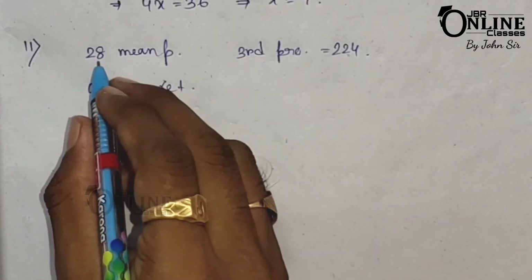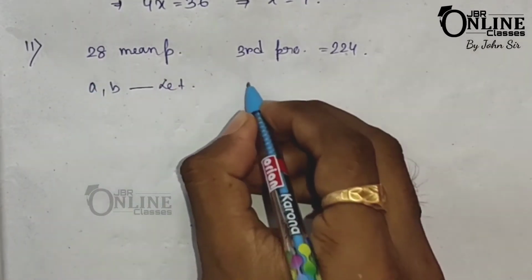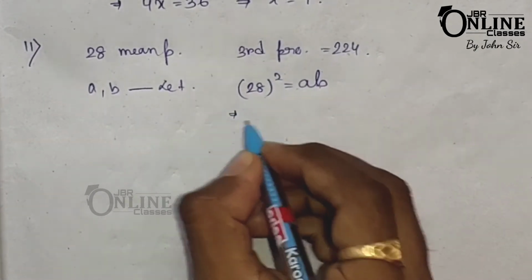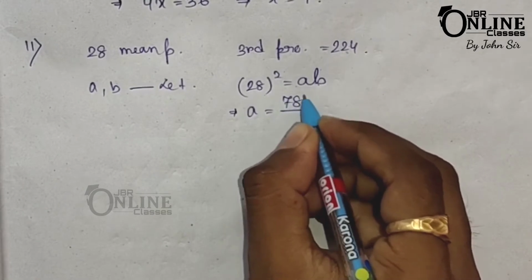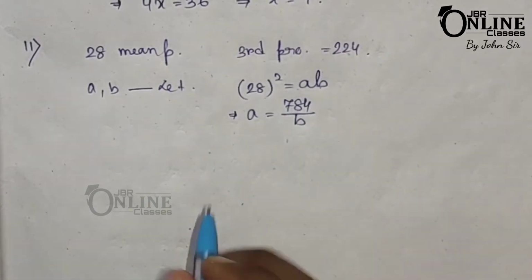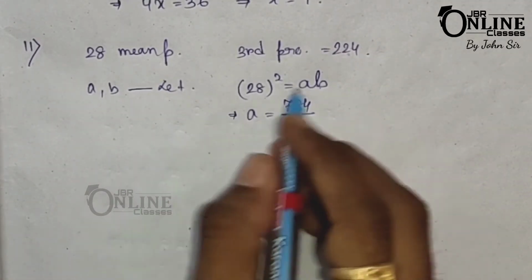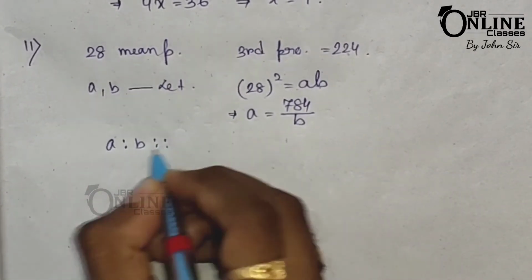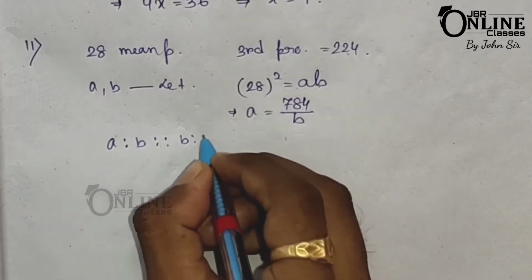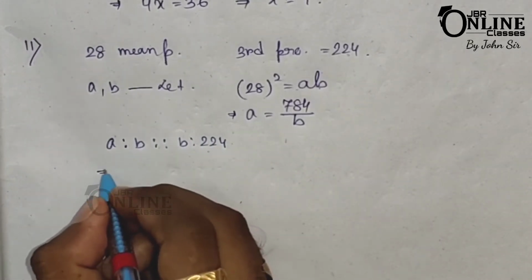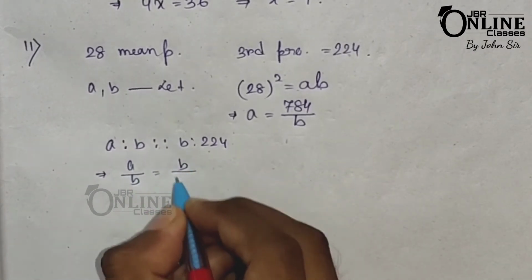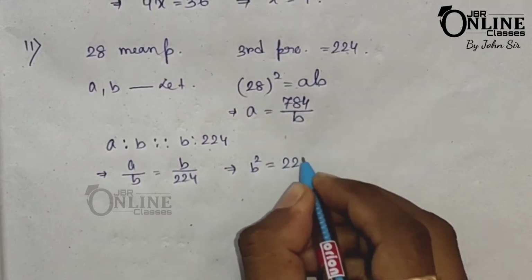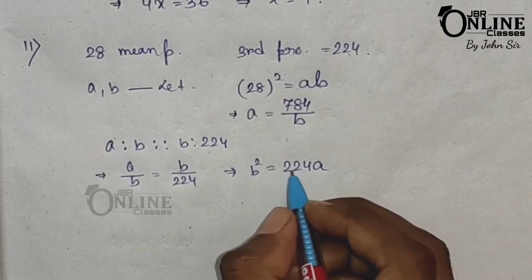So here if 28 is the mean proportional, then 28 whole square equal to a into b. So from that a equal to 784 by b. Okay, that is the value of a. Now as 224 is the third proportional, you can write it this way: a is to b proportional, b is to 224. So from that a by b equal to b by 224. So here b square equal to 224a.